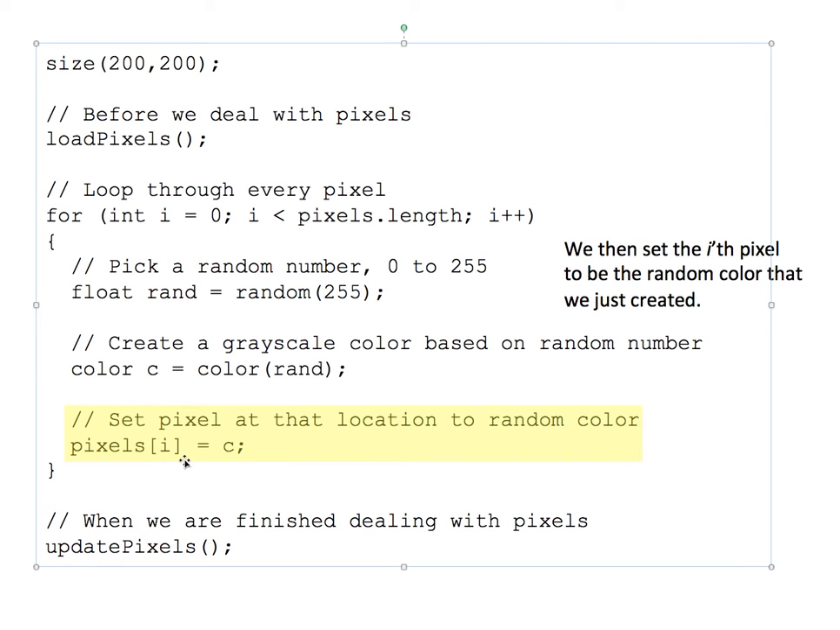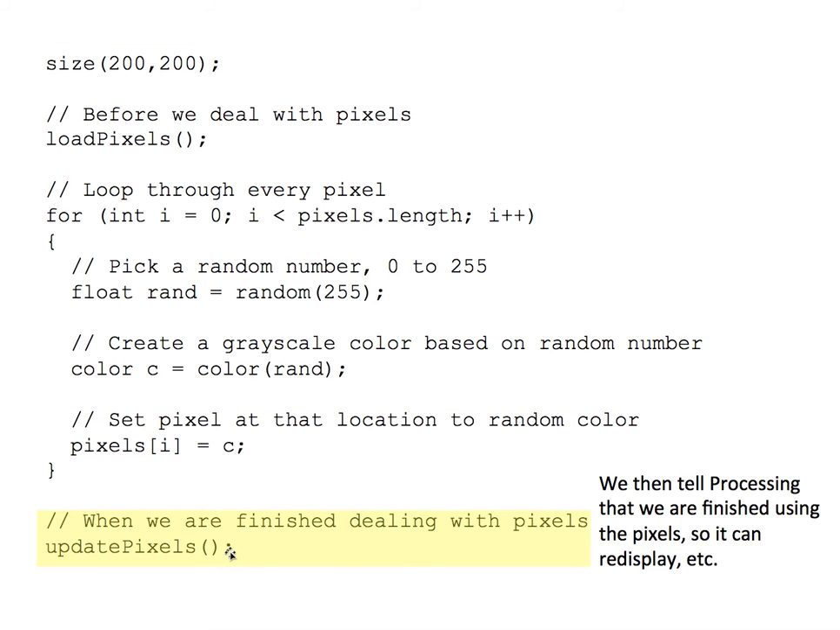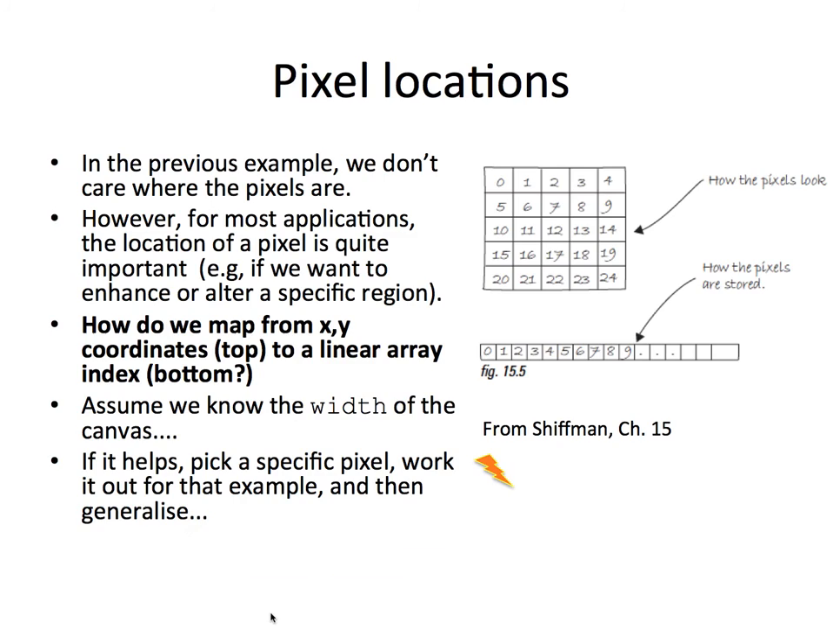So then we just basically copy it in and then call update pixels, and that just tells the system that we're finished dealing with the pixels, and it essentially just does a refresh of the canvas with the new values. So now we know how to directly write a color to a specific pixel on the screen.